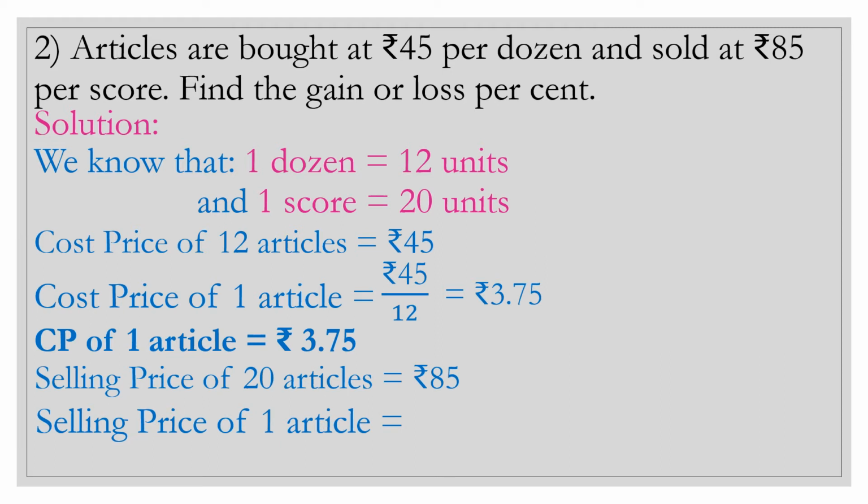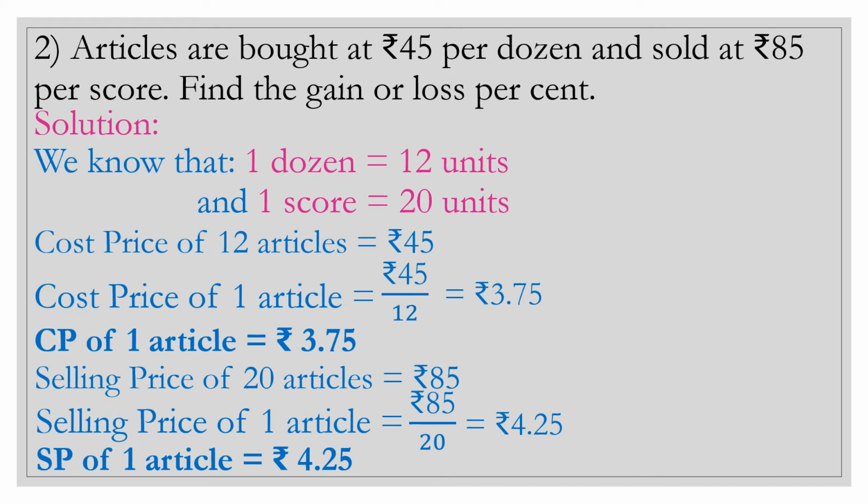What we have to do? Yes, division. So write down rupees 85 divided by 20. If we divide rupees 85 by 20, we get rupees 4.25. So selling price of 1 article is equal to rupees 4.25. See, in this question, cost price of 1 article is equal to rupees 3.75 and selling price of 1 article is equal to rupees 4.25. Now tell me which one is greater, CP or SP?